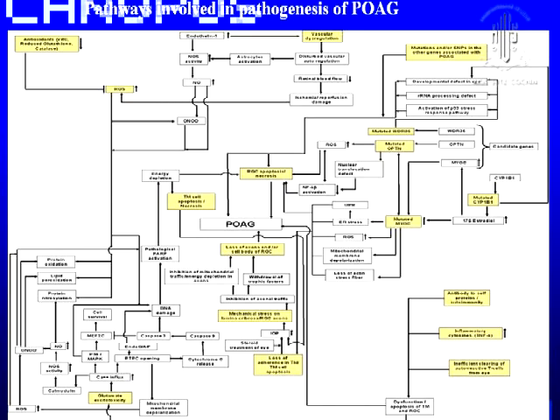Each and every pathway, in the pathology or the physiology of the disease, is correlated with many things. So the number of candidate genes is very high, or some of the associated genes are involved in glaucoma.